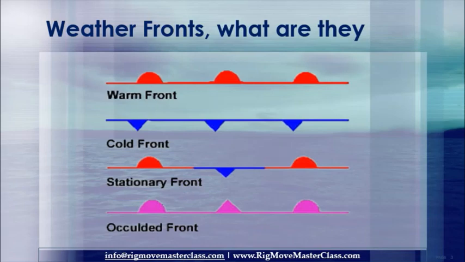What are weather fronts? A warm front, red bulbs. A cold front, blue triangles. A stationary front, mixed red and blue bulbs and triangles, in the opposite direction. An occluded front, purple bulbs and triangles in the same direction.